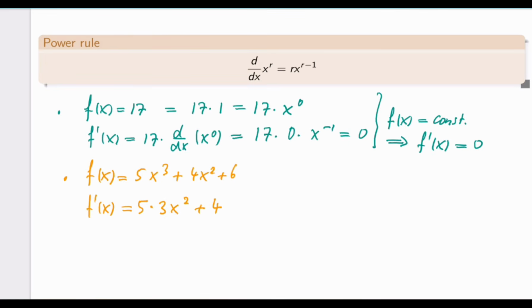Plus 4, I leave the 4. X to the 2 I use a power rule, which is 2 times x. And then plus 6, but 6 is a constant. The derivative is equal to 0. Which equals 15x squared plus 8x. And we are done. So you see, using these rules, we can differentiate more and more complicated functions over time.